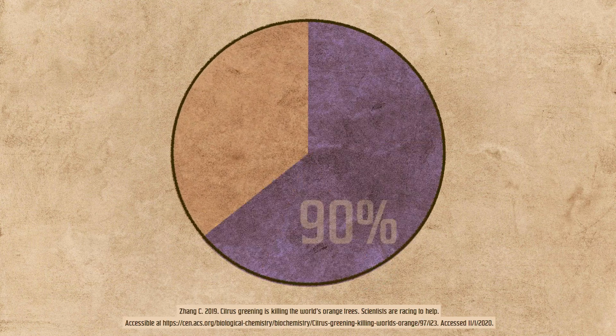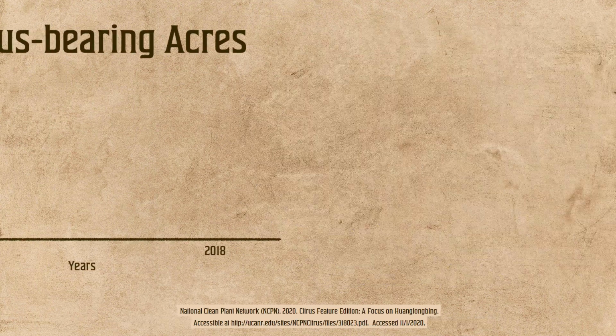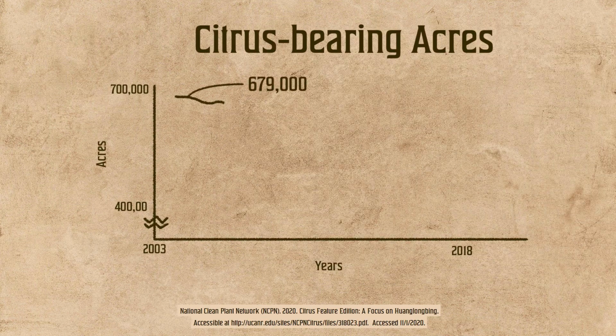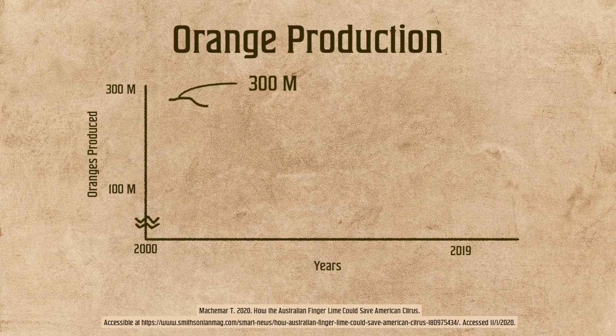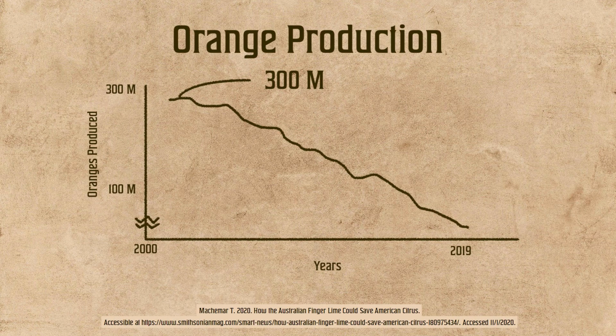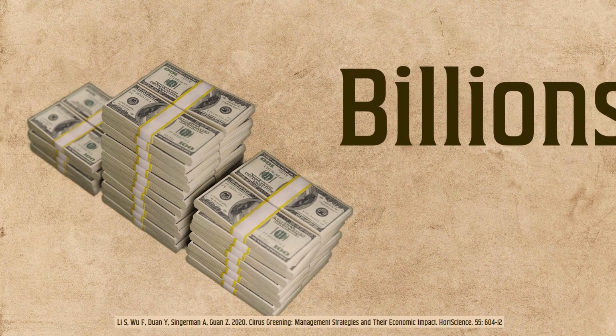Today, over 90% of all citrus trees in Florida are believed to be affected. Citrus-bearing acres have decreased from around 680,000 to 390,000 in 15 years. Orange production has gone from 300 million boxes in 2000 to 70 million boxes in 2019. All this and more have contributed to a loss of billions of dollars.